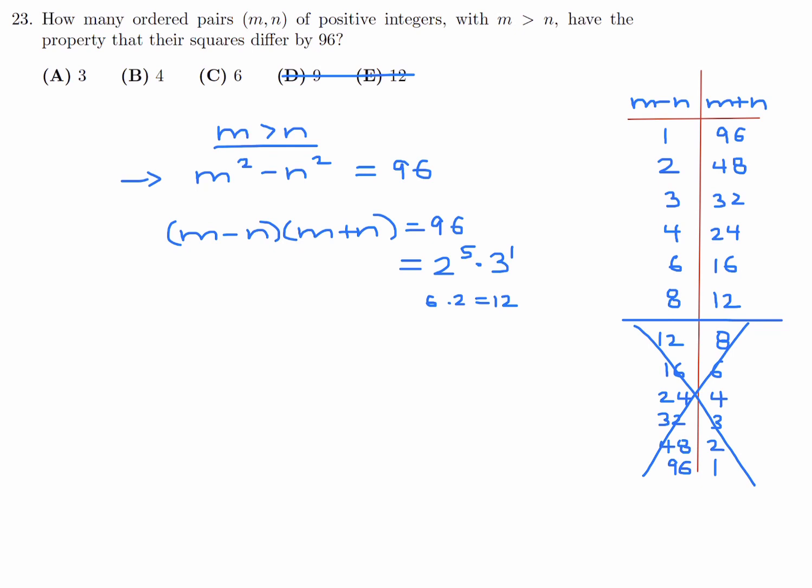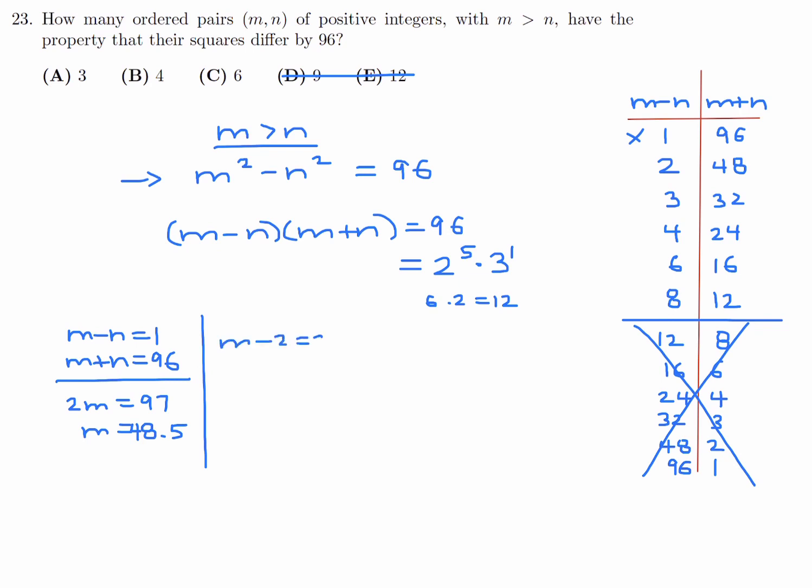So here we go. Let's start with the first one. M minus n is equal to 1 and m plus n is equal to 96. Very quickly, if you add them, you get 2m is equal to 97. And if you do the math here, 97 divided by 2, 48.5. Well, m and n have to be integers, so unfortunately that doesn't give me any integer solutions. All right, let's go to the next one.